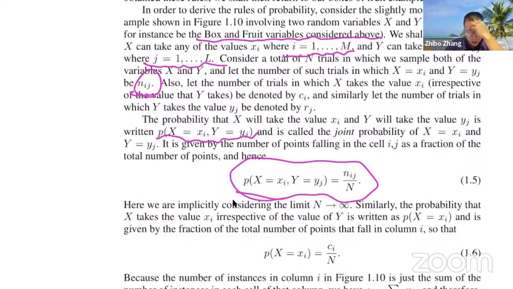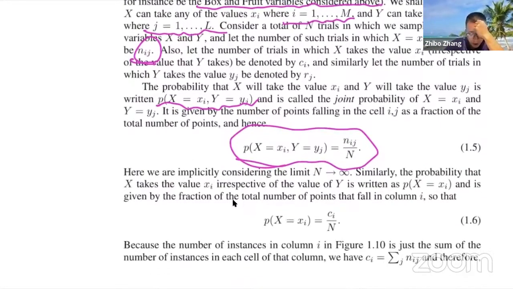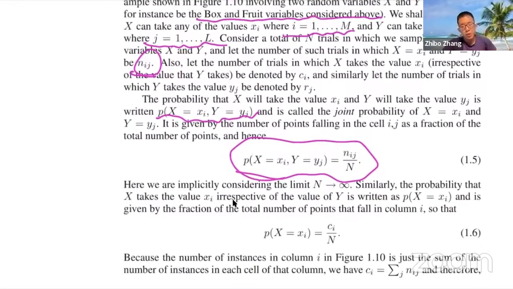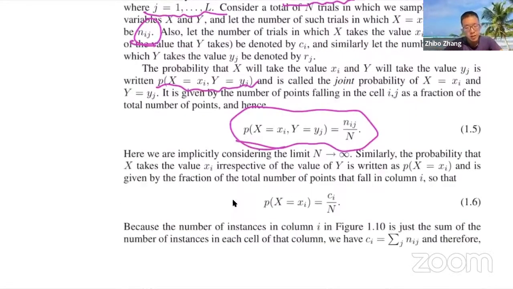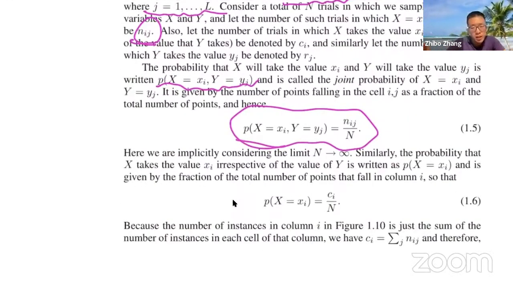Okay, so N is actually the number of trials you took. How many experiments you repeatedly did, and that is going to be N. And small nij is basically the number of times that it falls into the combination of i and j, x equals xi and y equals yj. The probability of this joint occurrence is the number of times that i and j occur together, normalized by the total number of trials. Here we are implicitly considering the limit that capital N goes to infinity.